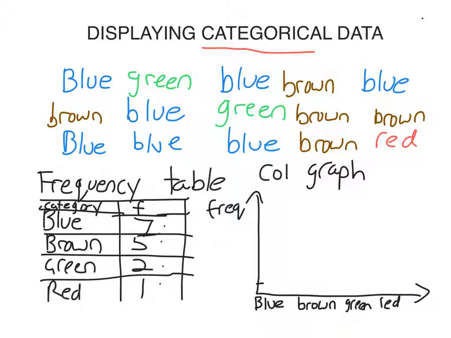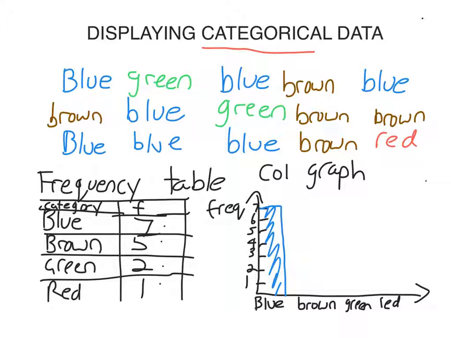So for the frequency, I need to put numbers up here. These numbers indicate how many times the response came up. So for blue eyes, it came up 7 times. So I'm just going to draw a bar up like that. You can colour it in if you want. Now, I should point out that in a column graph for categorical data, the bars don't touch. They touch in histograms, which is for numerical data. So the bars here won't touch.